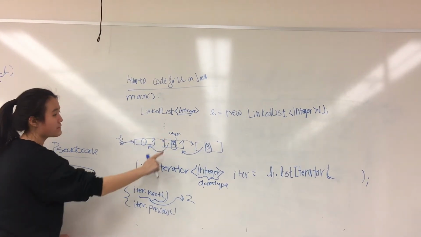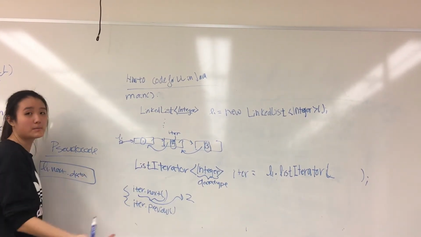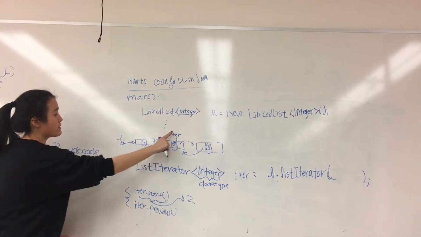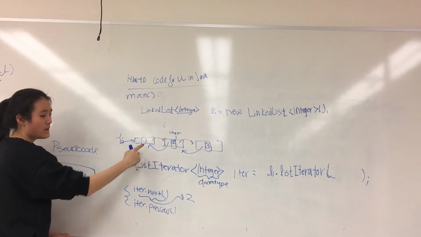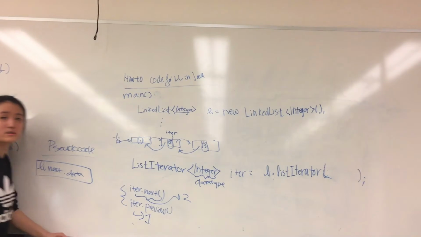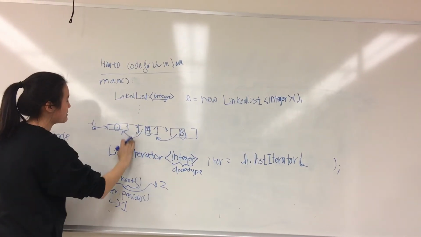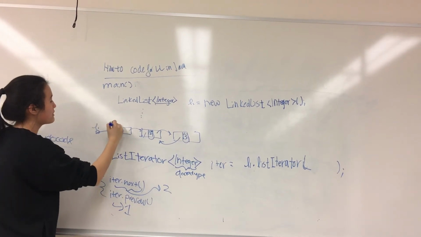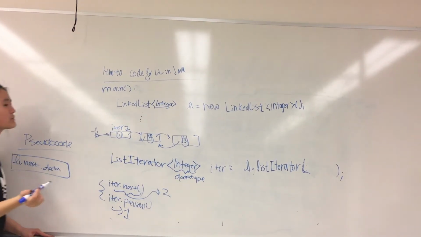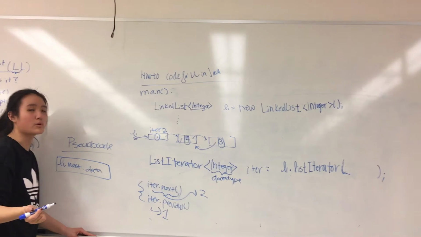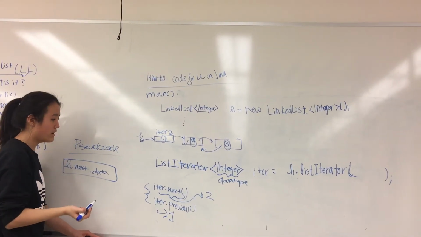Now that iter is here, if we wanted to do iter.previous and get the element there, we're going to go to the previous node, so iter.previous, and the data there is 1. So that's basically what iterators are. And you're probably going to have to use it in one of the homework assignments for the semester.